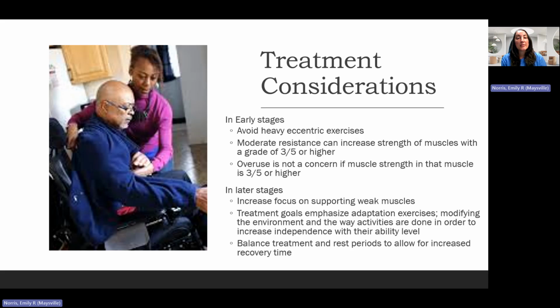In later stages, you're mainly supporting the weak muscles, working on breathing exercises, working on environmental adaptation so that they're able to maintain some level of independence with their functional mobility, caregiver training, balance training. You're allowing for more recovery times, and I would not do during those times.